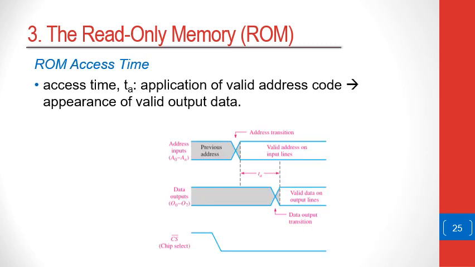One of the performance measures of ROM is called access time. Access time is measured as the time difference between the application of a valid address on the address bus and the appearance of a valid data output on the data bus. And this is the gap that we're talking about. So the shorter the access time, the higher the performance of the ROM.